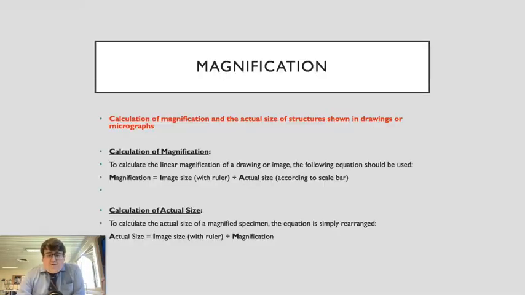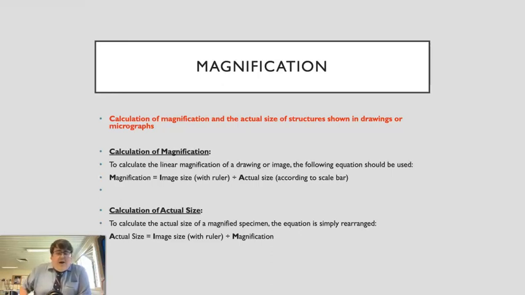If we start off with magnification, this is one that generally is not done great in tests and exams. It's a really simple thing to do, but students often find this quite difficult. So calculating magnification of an image or of an actual size of something can be quite difficult. To calculate how much something's magnified, all you need to do is: magnification is equal to image size, so you measure it with your ruler, and you divide it by the actual size that you know.